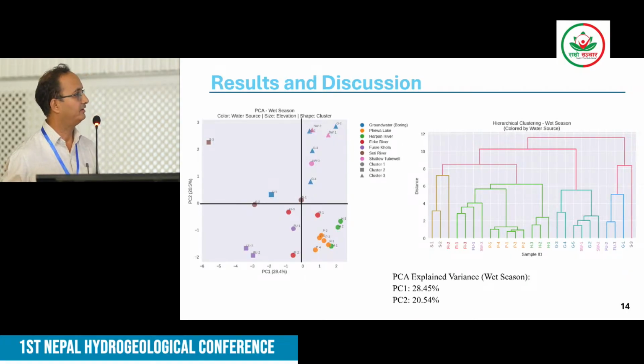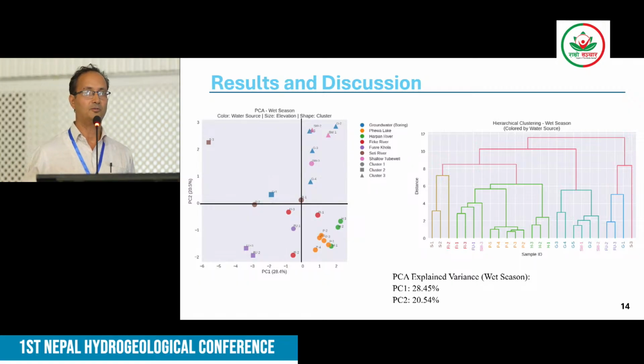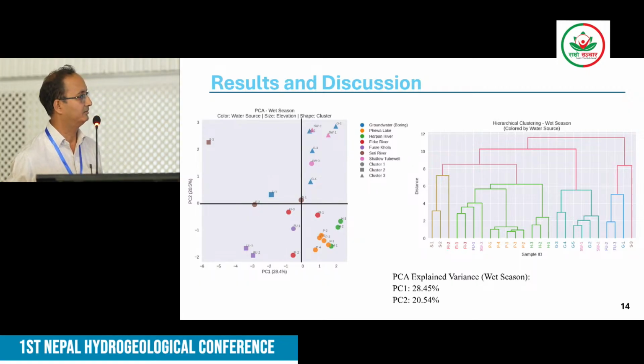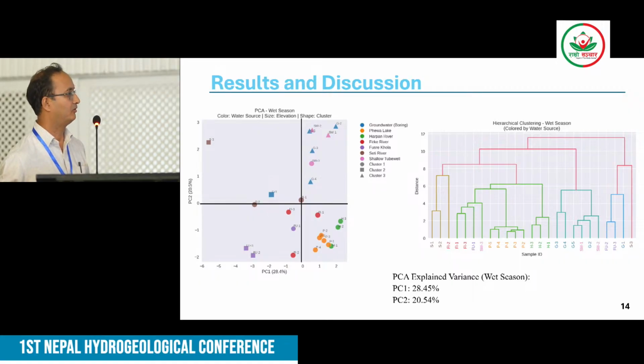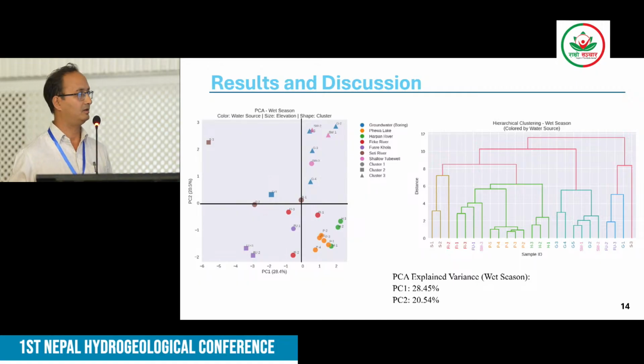This slide is the principal component analysis. So we have mainly two components, and the total variance in component 1 and 2 is almost 30 and 20. So of the total 100% variance, the explained variance is 30 and 20.